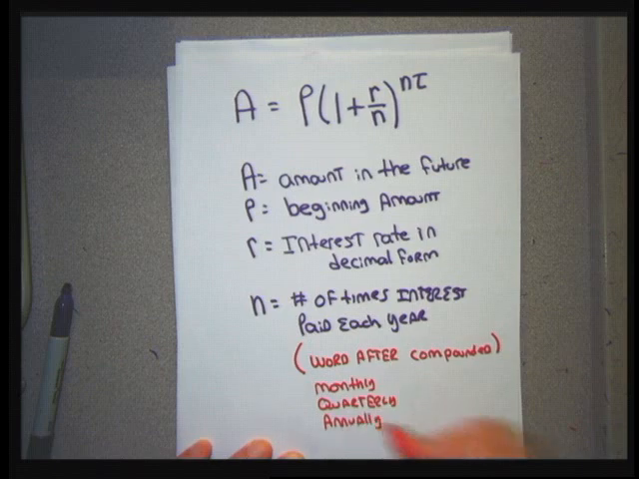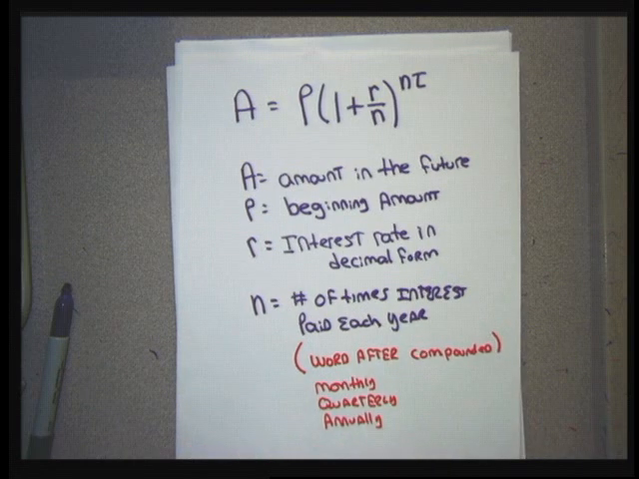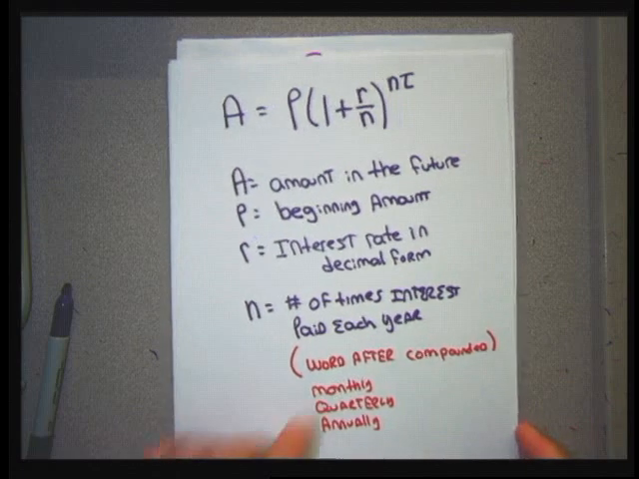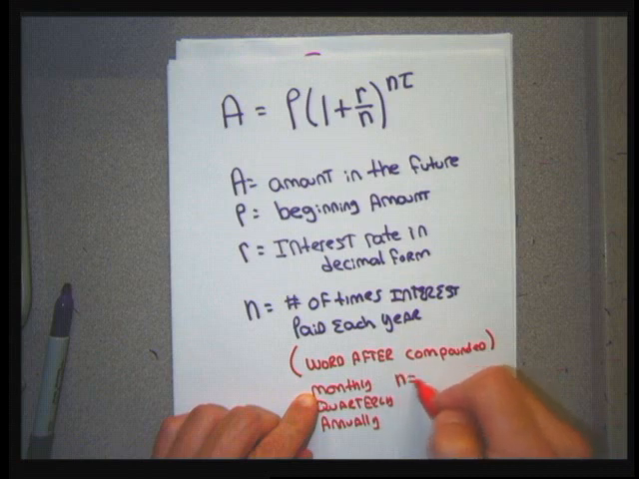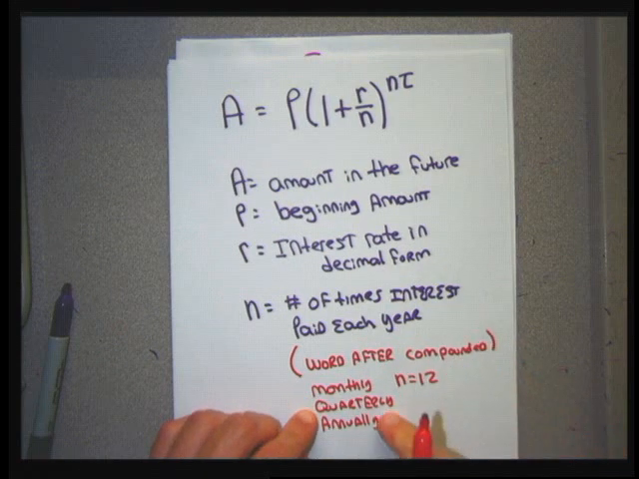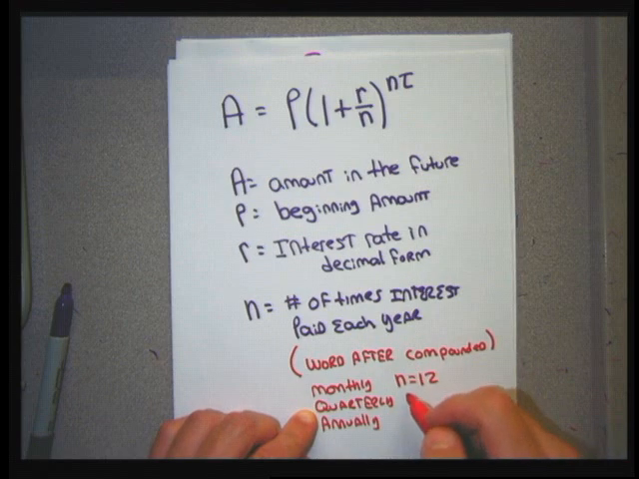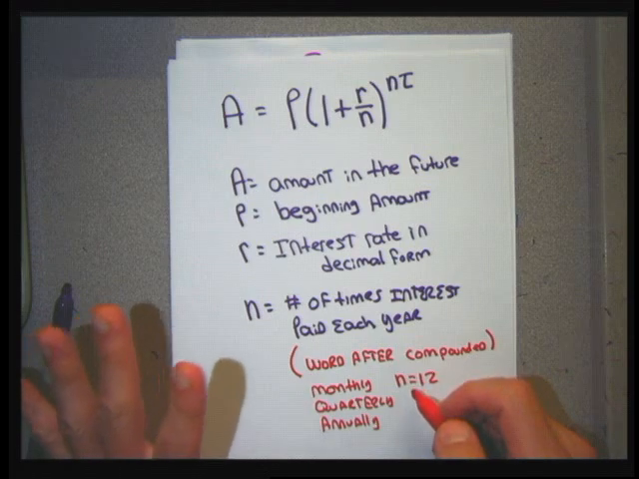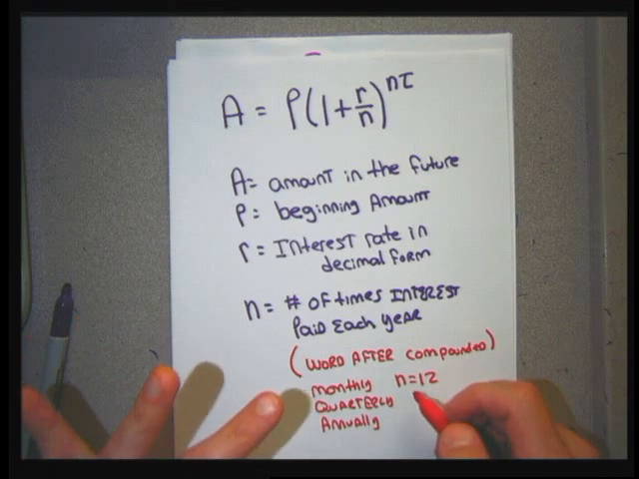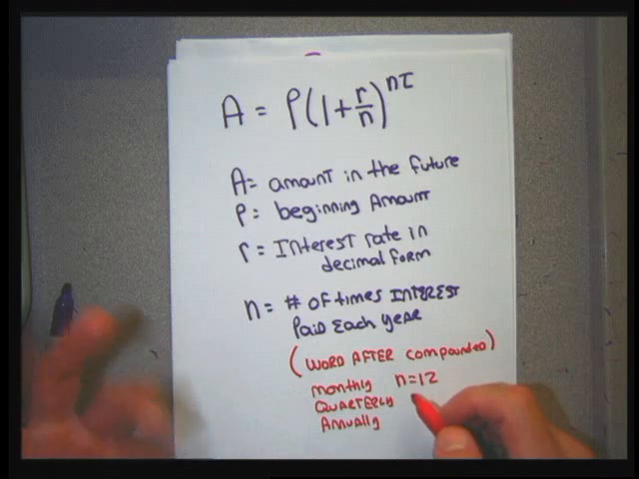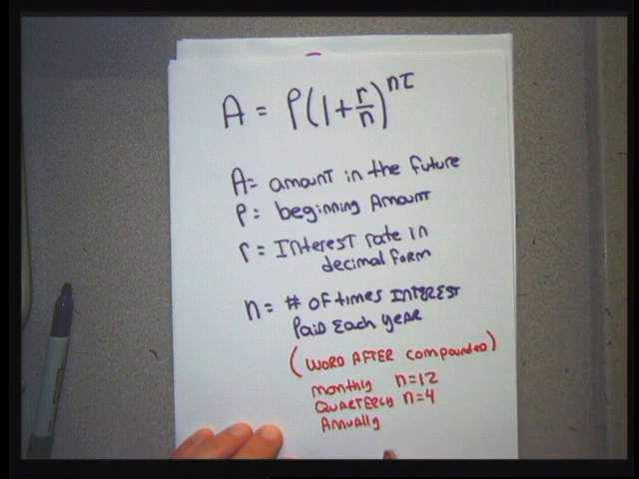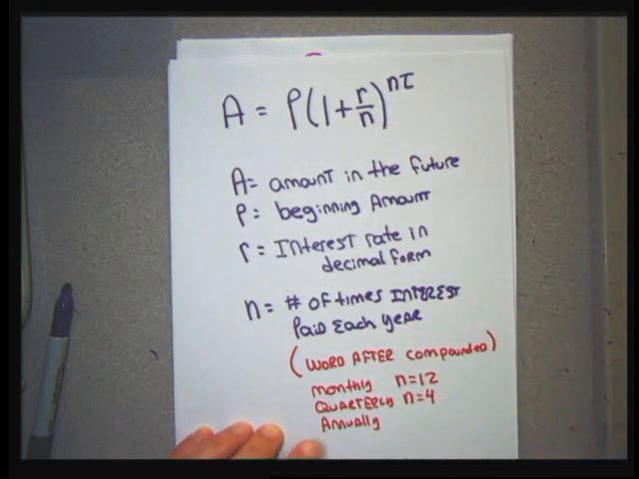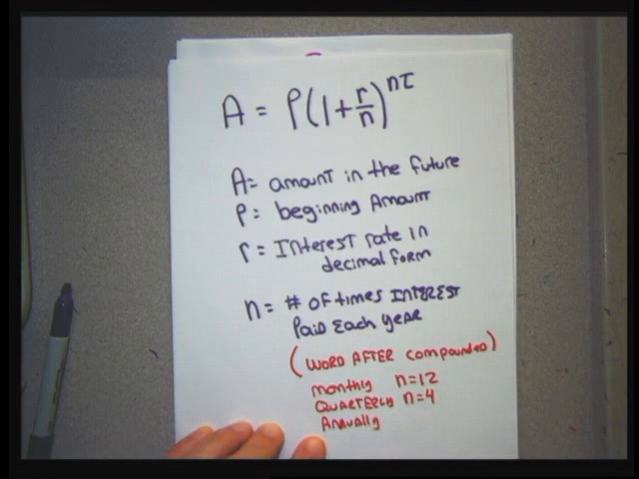I don't think I could spell that one. Maybe there's only one n. Sorry about that. So anyway, if it said compounded monthly in a word problem, the n would be 12. And if it said compounded quarterly, a quarter is 3 months long: January, February, March is the first quarter, April, May, June is the second quarter, July, August, September is the third quarter, October, November, December is the fourth quarter. If the word quarterly came after the word compounded, I'd make n equal to 4.